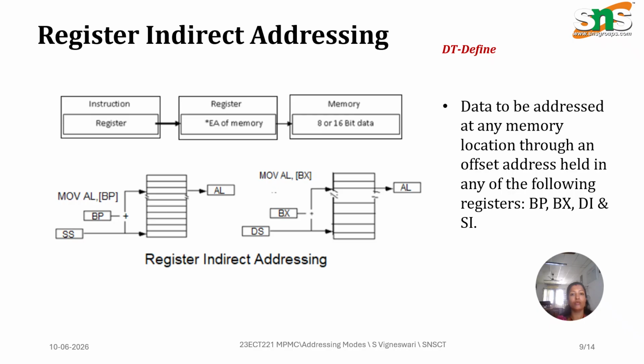For example, MOV AX, [BX]. Suppose BX contains the value 2000H. The processor first reads the value of BX, then accesses the memory location, and then transfers the content to AX. This mode provides flexibility because changing the register value automatically changes the memory location being accessed. Next comes the indexed addressing mode.